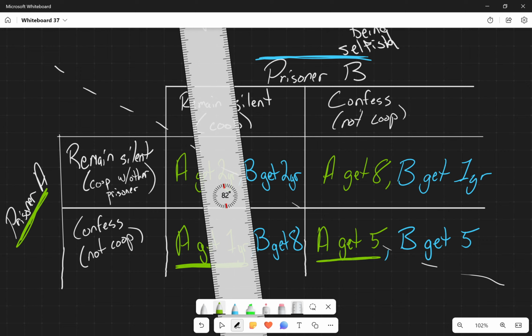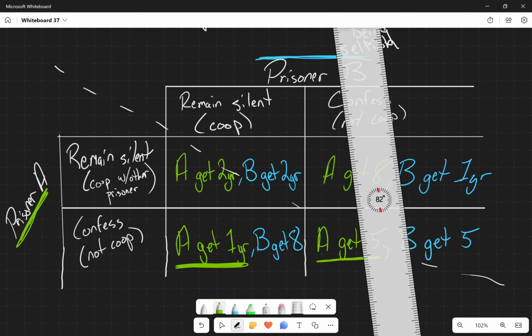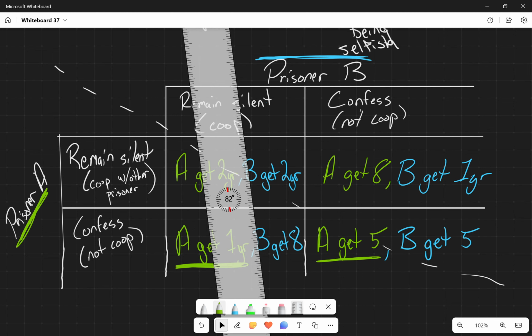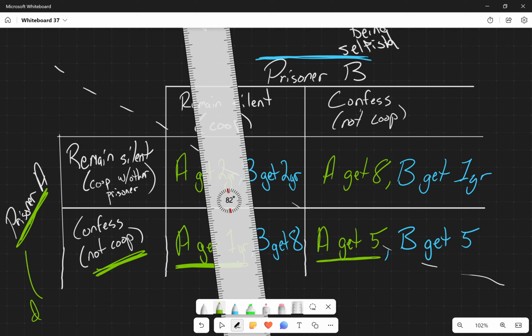So prisoner A is going to confess in that scenario as well. As a result, since the scenario where prisoner B remains silent, prisoner A confesses, and the scenario where prisoner B confesses, prisoner A confesses, since both of them are the same strategy, that means that prisoner A has a dominant strategy to confess and not cooperate with prisoner B.